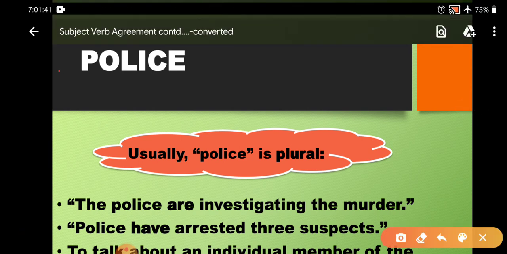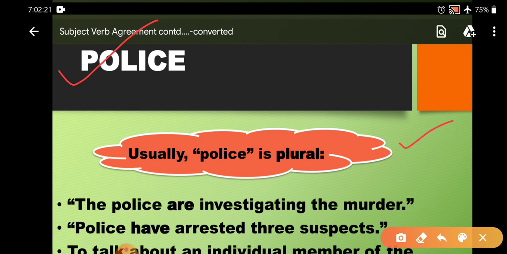Next we have this word, police. Usually police is plural. Now students, so many of you read English newspapers, and those who read would be well aware. The most important benefit of reading newspaper is that your active vocab gets enhanced, and you get to know the day-to-day conventions of language.